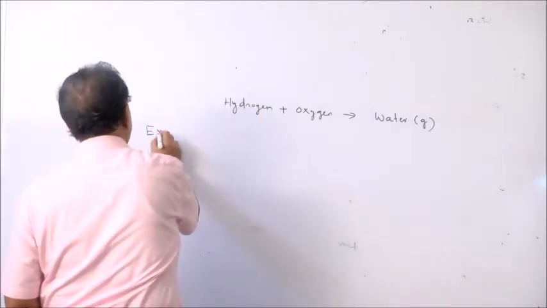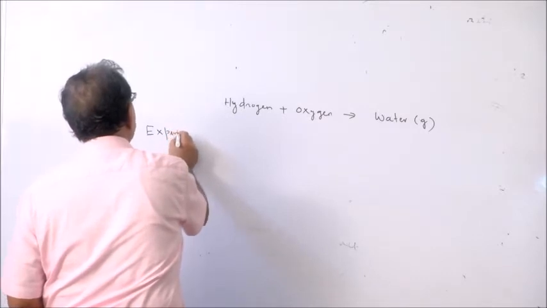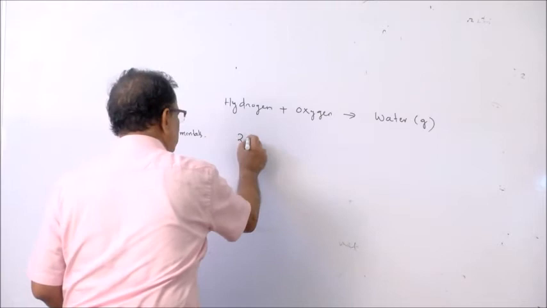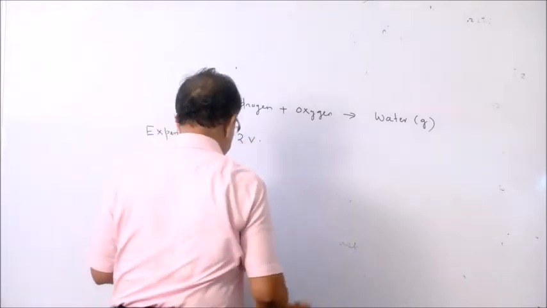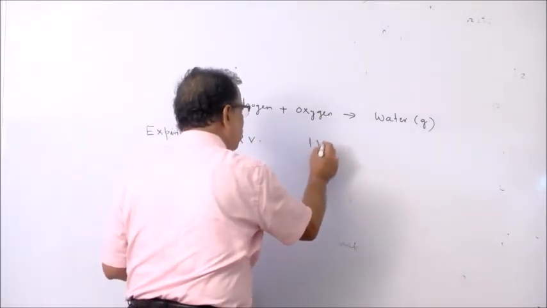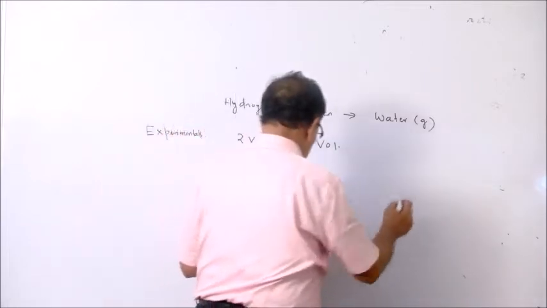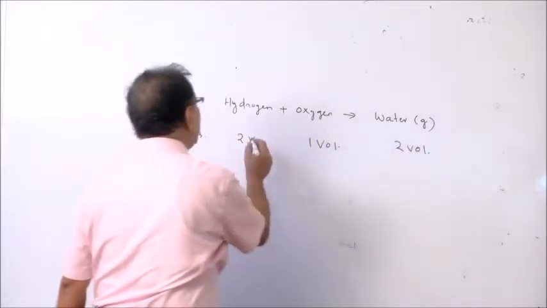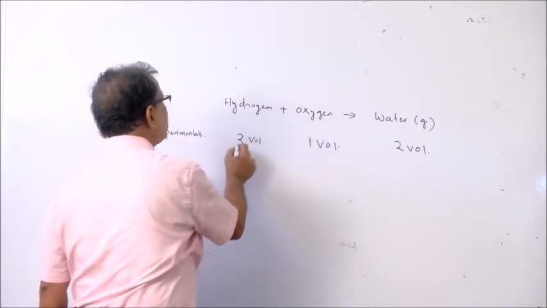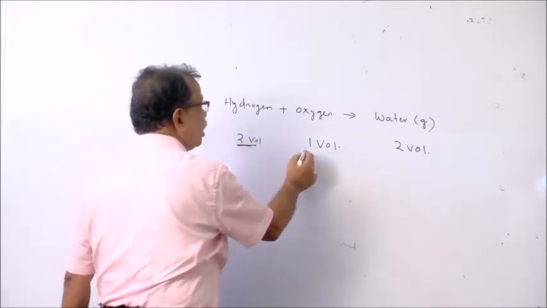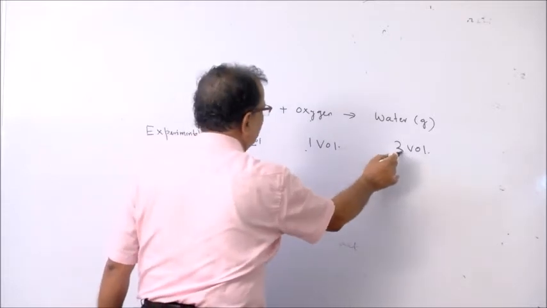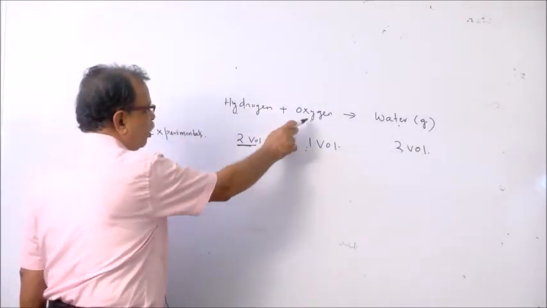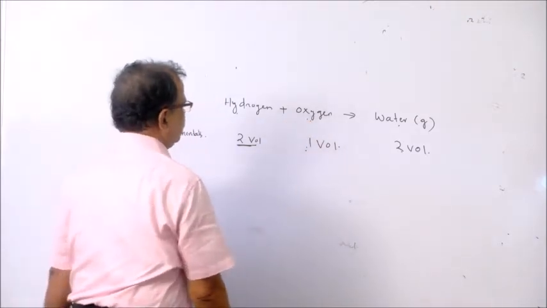We do the experiment and see experimentally that 2 volumes of hydrogen combine with 1 volume of oxygen forming 2 volumes of water. Hence, 2 volumes of hydrogen combined with 1 volume of oxygen give 2 volumes of water.